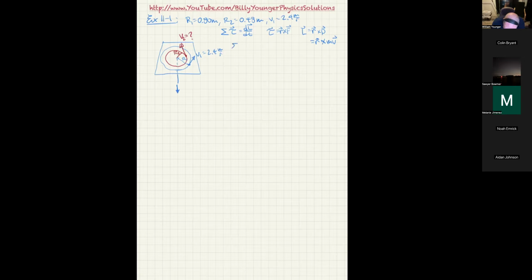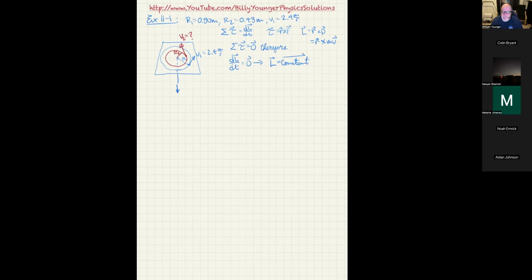And since the summation of the torques is equal to zero, therefore dL/dt is equal to zero, and that means L, the vector, is equal to a constant. It's a constant vector, but it's still a constant. And that is the very definition of conservation of angular momentum.